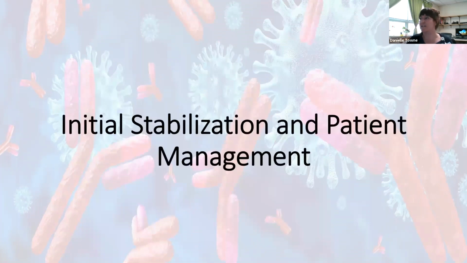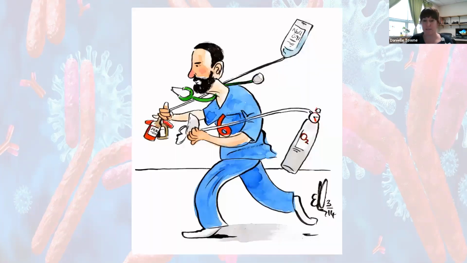What do we do to initially stabilize and treat these guys? They can be really challenging because they can, on one hand, look okay coming in, and on the other hand, not look so great coming in and be crashing pretty quickly. So how do we best manage this?